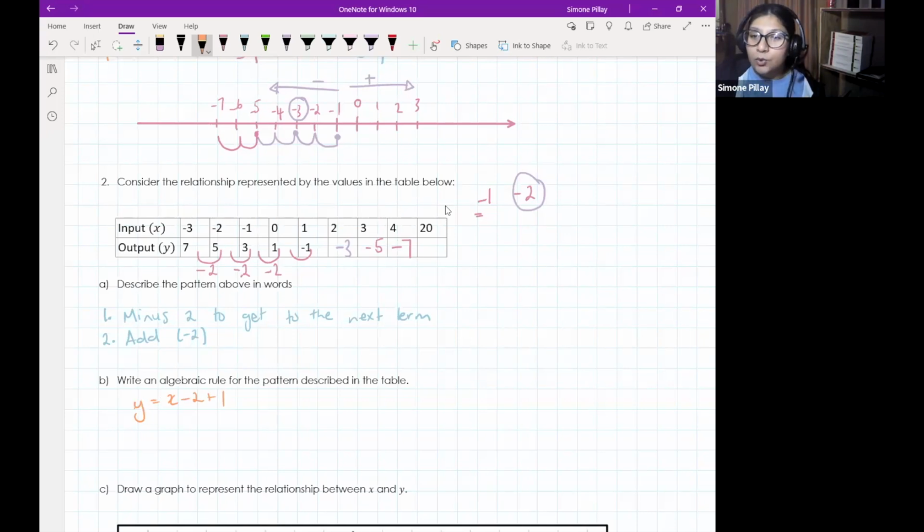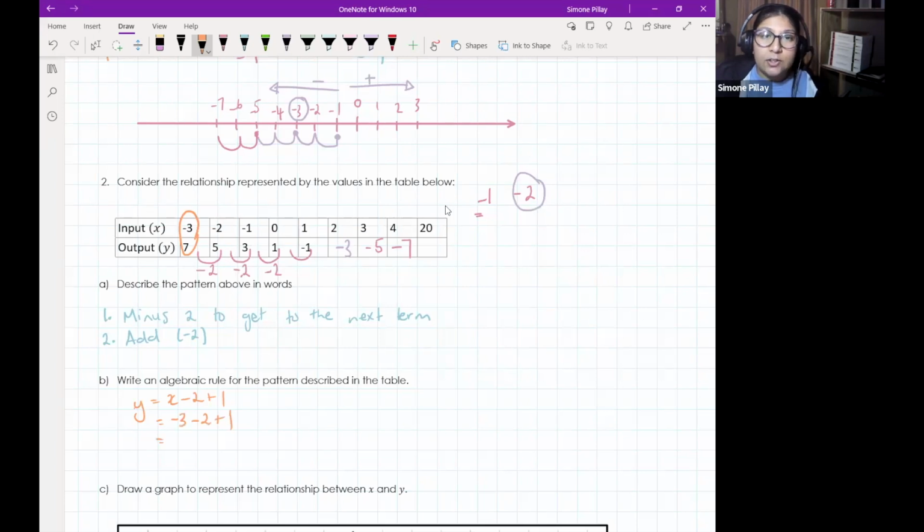What I want you to do immediately, whenever you find these rules, you do a check. Do a check for yourself. So let's pick this first pair over here. Let's substitute in the x value and let's see if we get out the y value we're supposed to. So let's look at this rule. Let's substitute in -3 instead of x and then -2 plus 1.